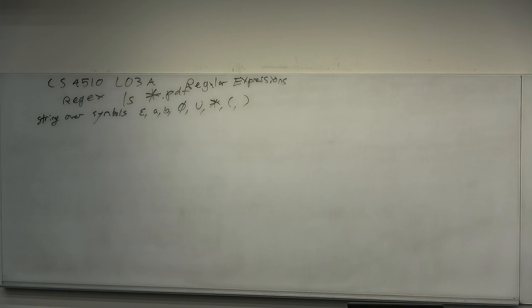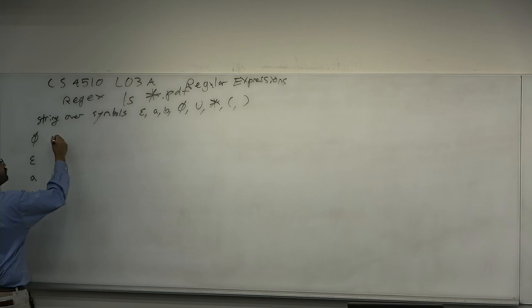So the following are regular expressions. The empty set is a regular expression. The empty string is a regular expression. The letter A and the letter B, and if you had more letters in your alphabet, those would also be regular expressions. Now, each regular expression is kind of like a program. It is a sequence of symbols that corresponds to some regular language, right?